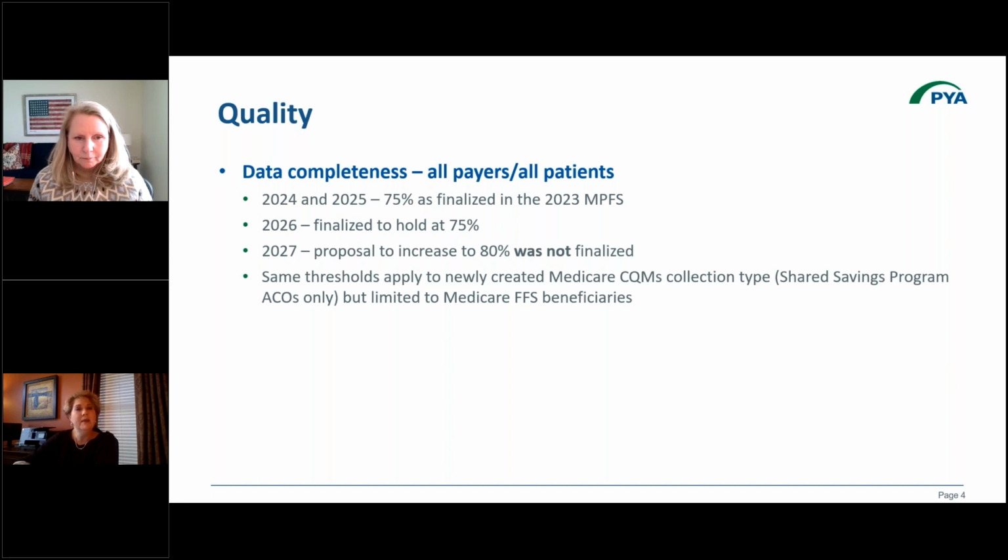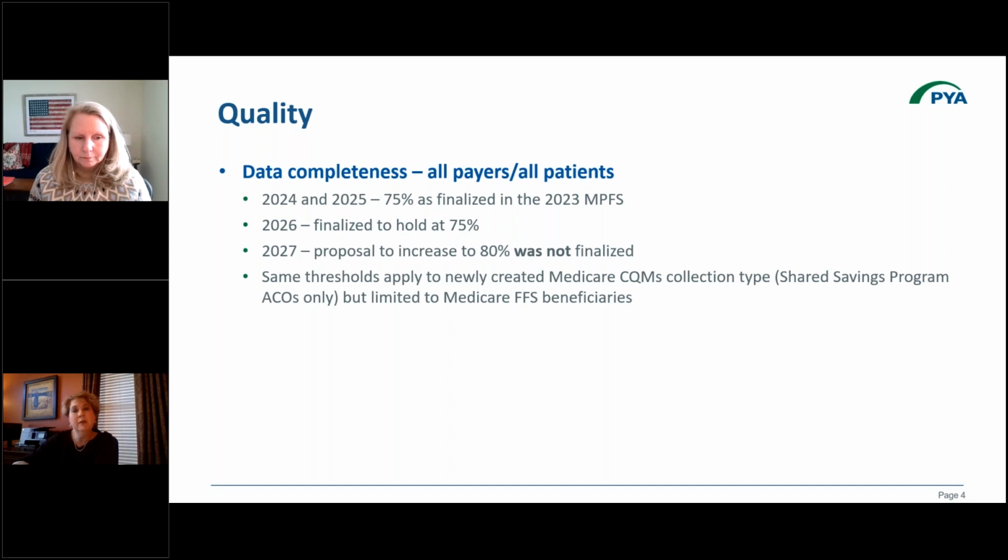Data completeness, which for most providers and eligible clinicians relates to all payers and all patients. In the proposed rule, they were proposing a threshold that will be 75% as finalized in the 2023 rule for 2024 and 2025. They decided to hold it at 75% in 2026. And right now, 2027 is open. They had proposed to increase that threshold to 80%, but based on comments and feedback, they felt like that would be unduly burdensome right now to eligible clinicians, so that 80% increase for 2027 was not finalized.